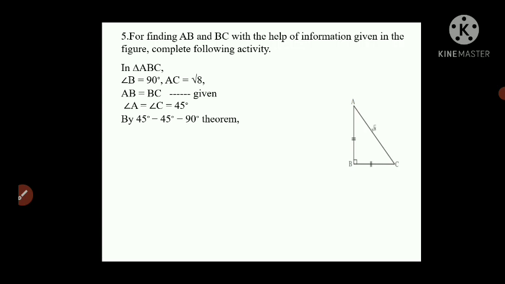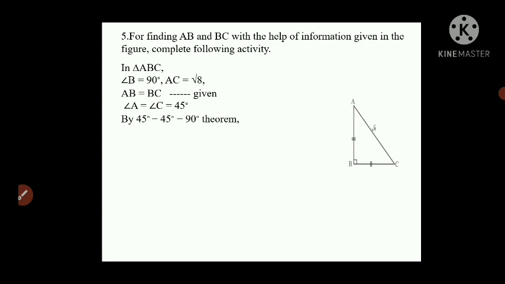So we know one more property of isosceles triangle, that is, if a triangle is isosceles triangle, then the base angles will be congruent to each other. So angle A and C, they are congruent to each other. See, angle sum property of a triangle, we know all three angles, angle A plus angle B plus angle C, all three angles total is 180.